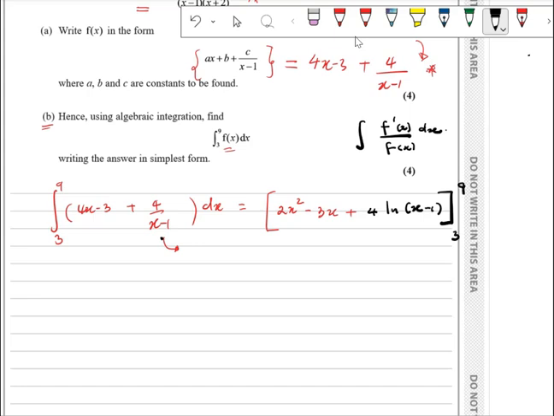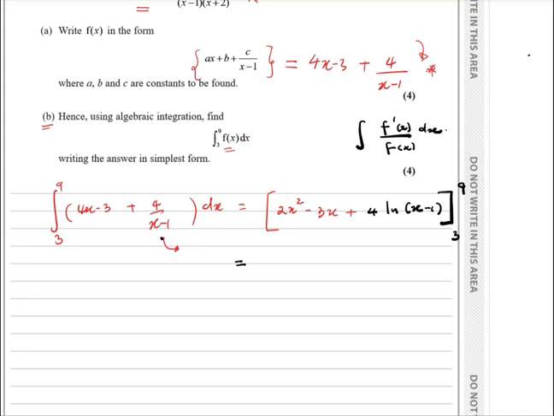P3. All right. Now what you're left to do is to substitute in your values, and then see what we have. We'll put in 9 first. When you substitute 9, you have 2 into 9 squared minus 3 into 9 plus 4 into the natural log of 8. All of this, subtract, when you put in 3: 2 into 3 squared minus 3 into 3 plus 4 natural log of 3 minus 1, which is natural log of 2.